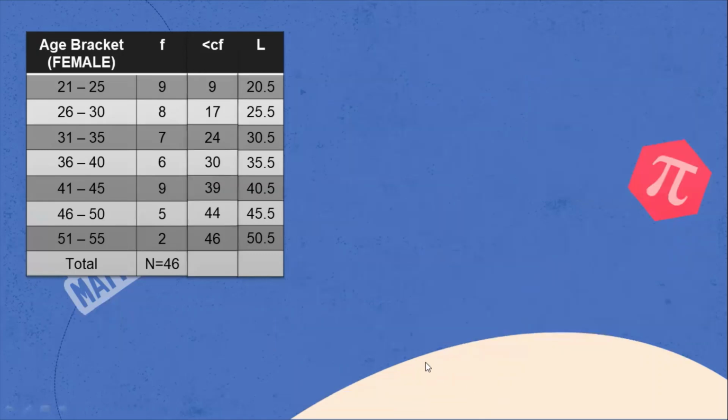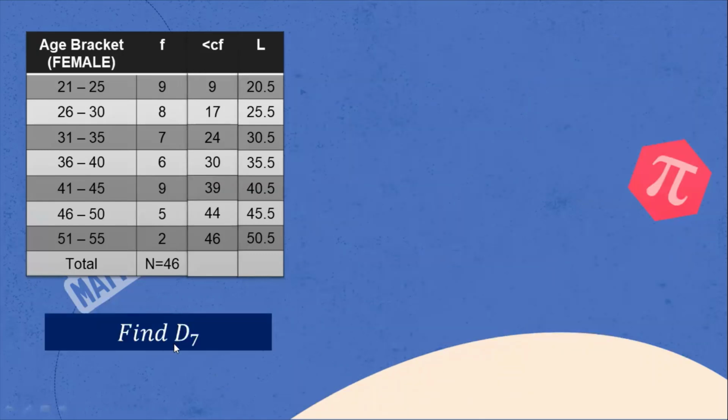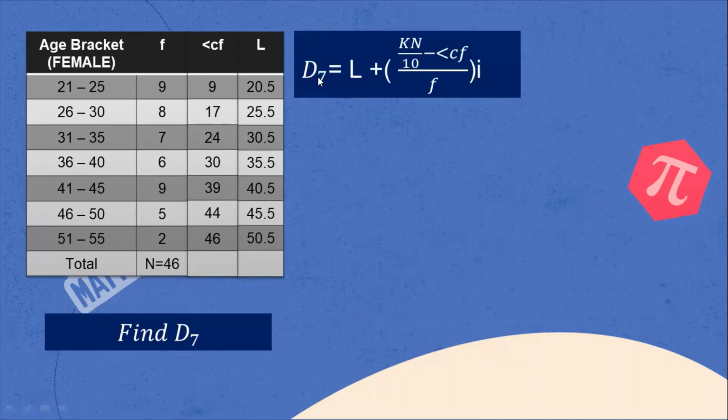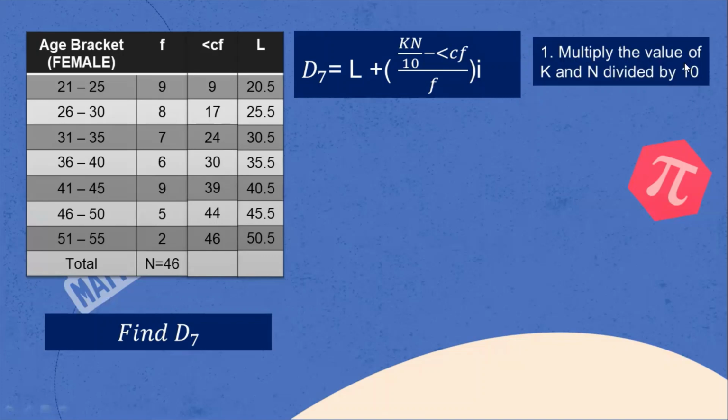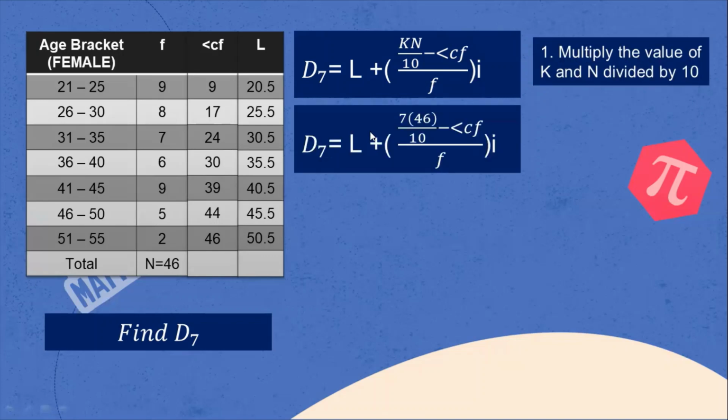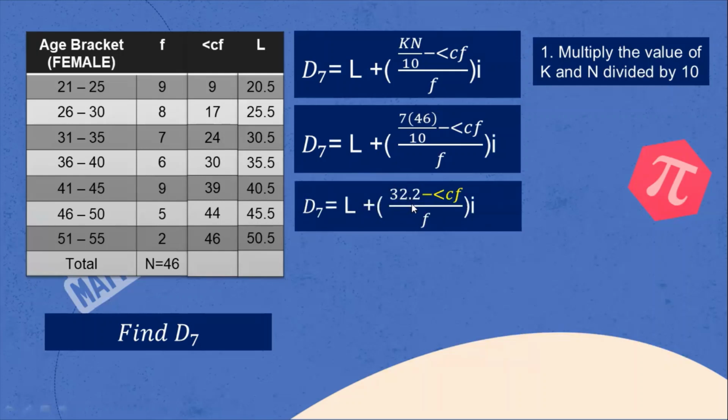Let's have another example. Let's find decile 7, or D sub 7. The formula: D sub 7 is equal to lower class boundary plus the quantity of k multiplied by n over 10 minus less than cumulative frequency over f, multiplied by i. First step, multiply the value of k and n divided by 10. The value for k is 7 because we are looking for decile 7. The value for n is 46. Then divided by 10. 7 times 46 divided by 10 is 32.2.